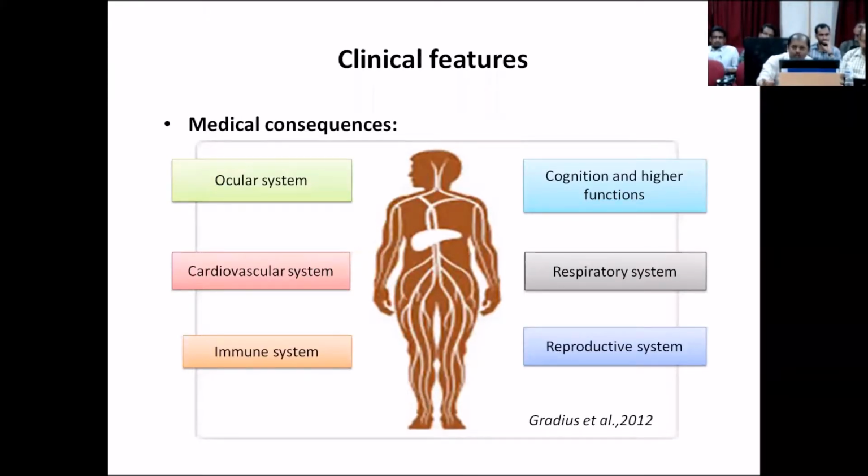Now, cannabis, particularly chronic cannabis use, has some medical consequences. If I were to enumerate them system-wise, one is the ocular system. Cannabis decreases intraocular pressure, and there are also some ocular injection and some conjunctivitis, but long-term problems have not been reported.